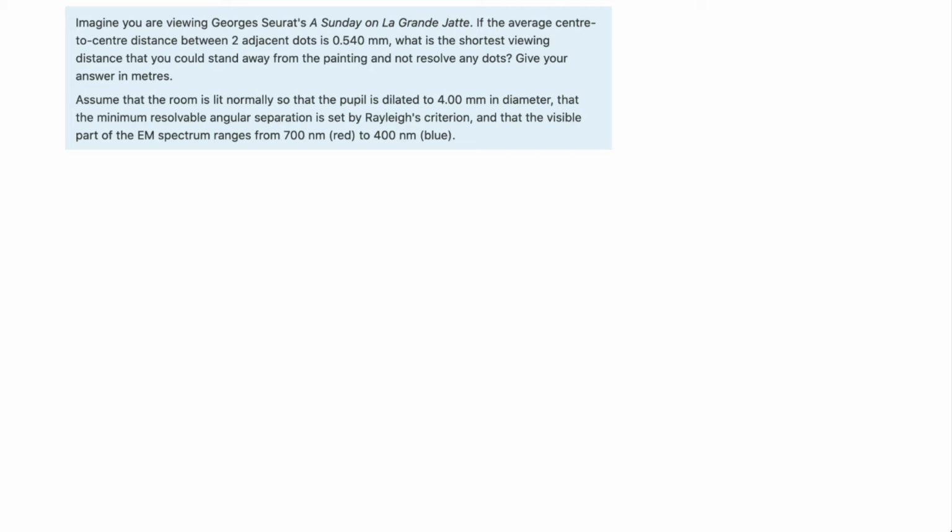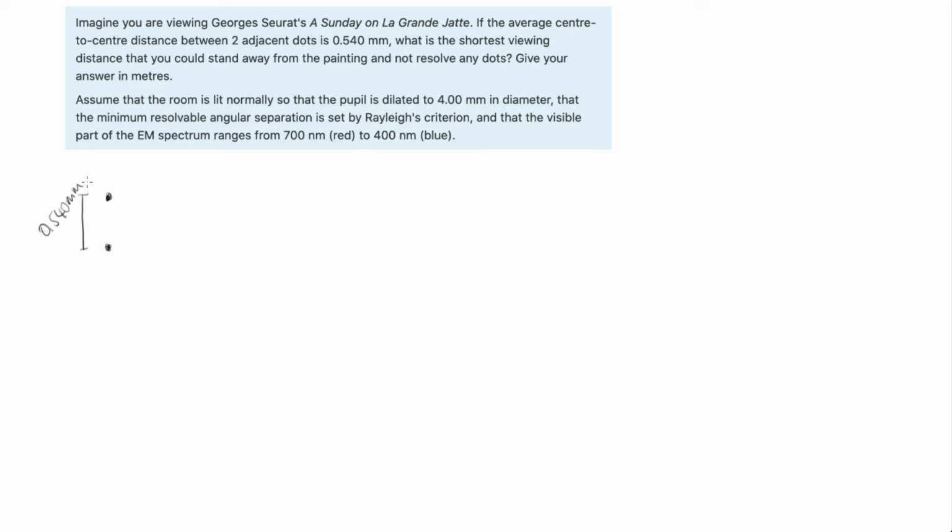So in this question, we're viewing Seurat's famous pointillistic painting. If the average center-to-center distance between two adjacent dots, okay, so I'm just going to draw this. We've got two adjacent dots, roughly, and this distance here is 0.540 millimeters. What is the shortest viewing distance that you could stand away from the painting and not resolve any of the dots? Give your answer in meters.